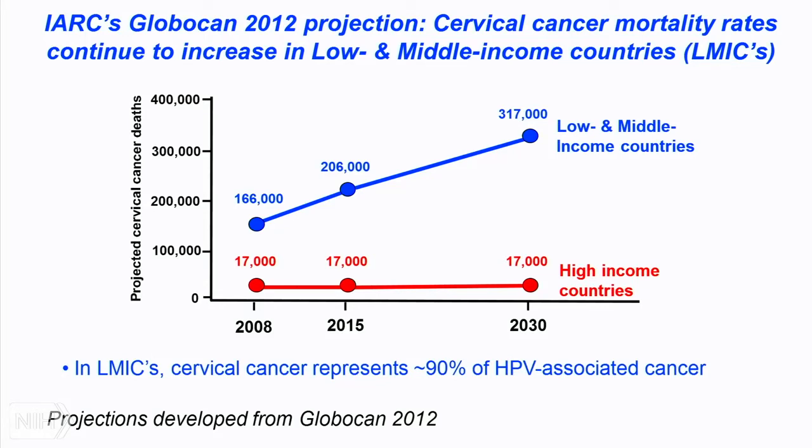Shown in blue, over the next 15 years, the mortality rate among women from cervical cancer in low and middle income countries is expected to go up by more than 50%. This is a projection from the International Agency for Research on Cancer, whereas shown in red is mortality from cervical cancer in the industrialized world, in high-income countries, where it is projected to remain more or less constant. So the big public health problem from the point of view of deaths from HPV-associated cancer is in low and middle income countries, and I'll repeat myself, it is almost entirely attributable to cervical cancer.